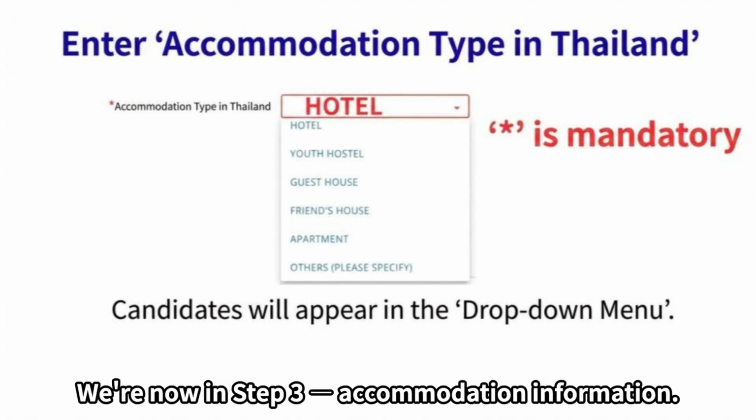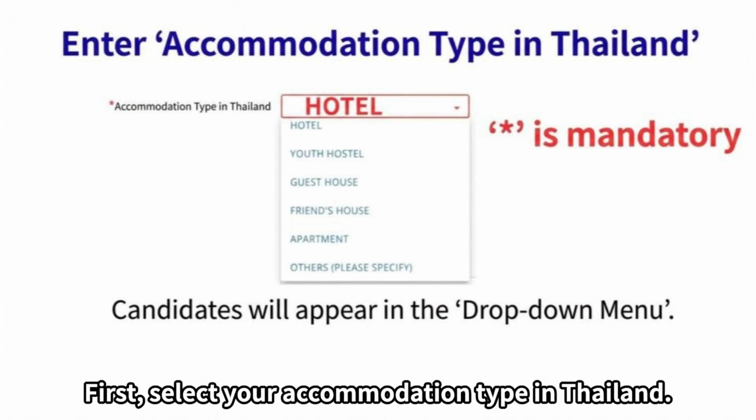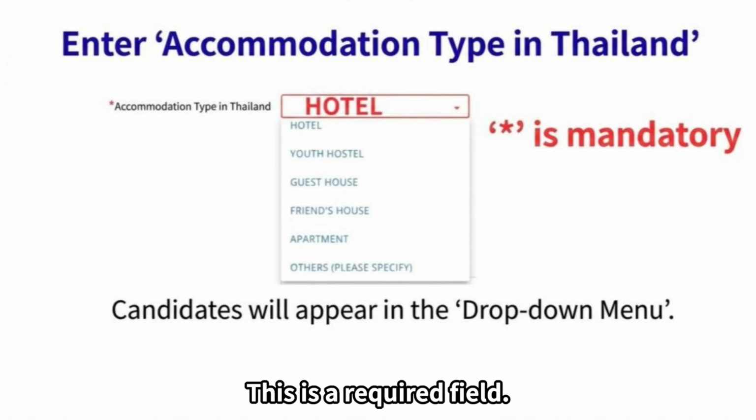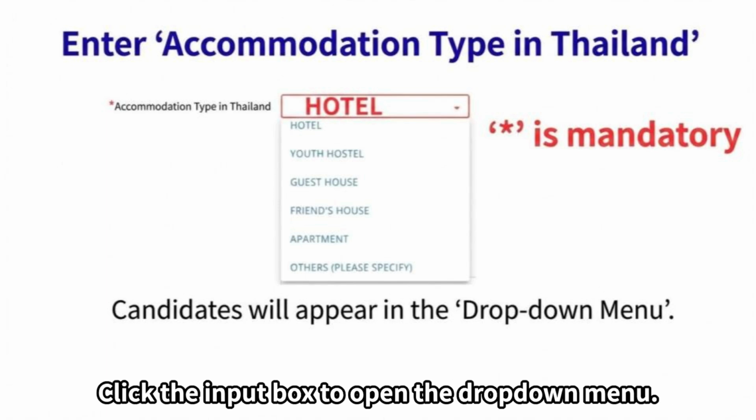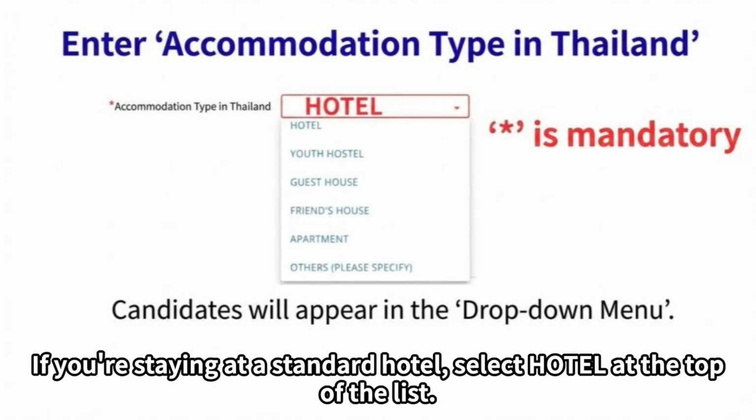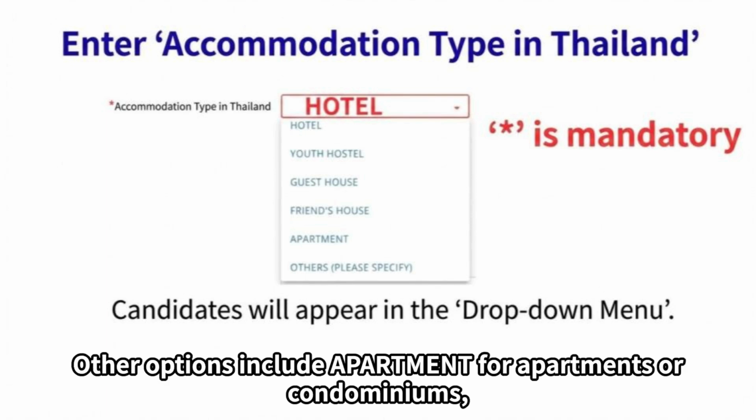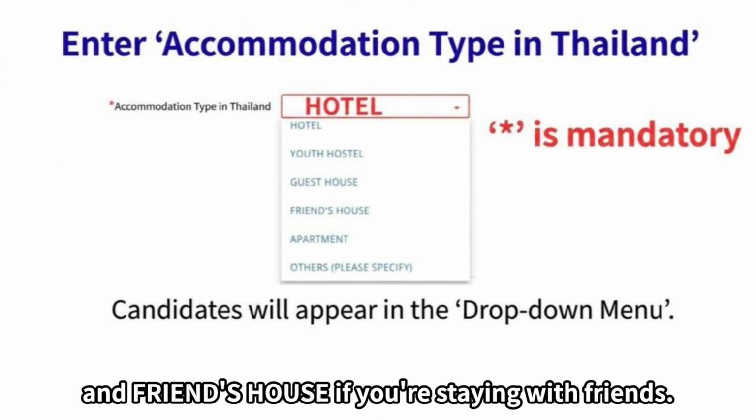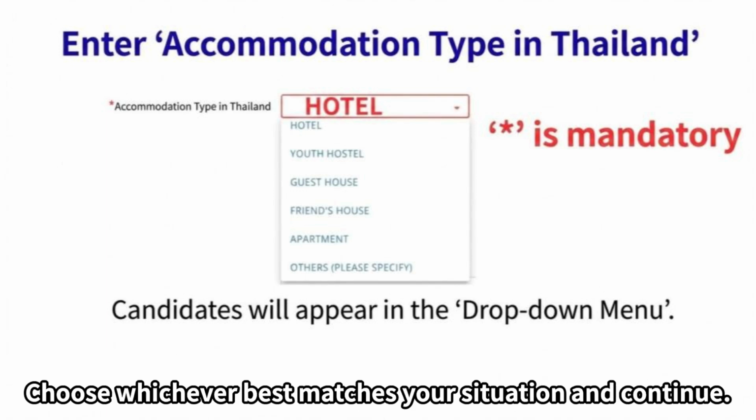We're now in step 3, accommodation information. First, select your accommodation type in Thailand. This is a required field. Click the input box to open the drop-down menu. If you're staying at a standard hotel, select Hotel at the top of the list. Other options include Apartment for apartments or condominiums, and Friend's House if you're staying with friends. Choose whichever best matches your situation and continue.